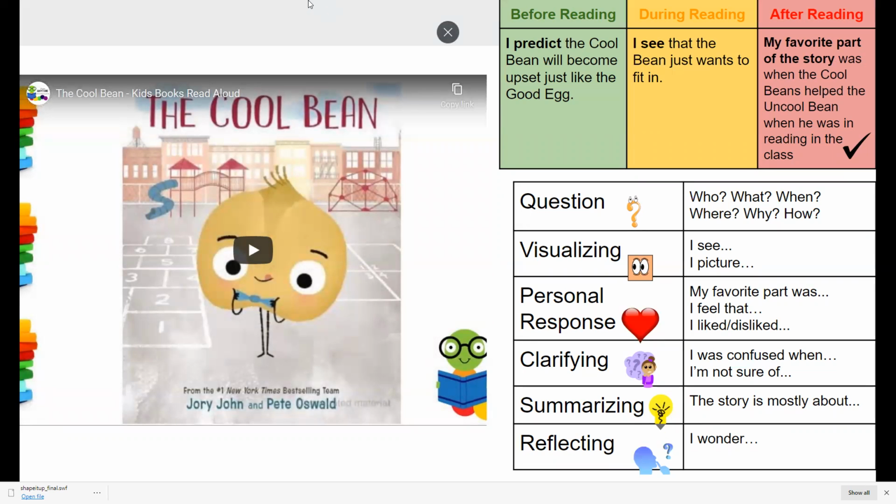My favorite part of the story was when the cool beans helped the uncool bean when he was reading in the class. Oh, bit of a typo there. I love when I see students helping each other out, especially when it's in front of the teacher. So that was my personal favorite part.